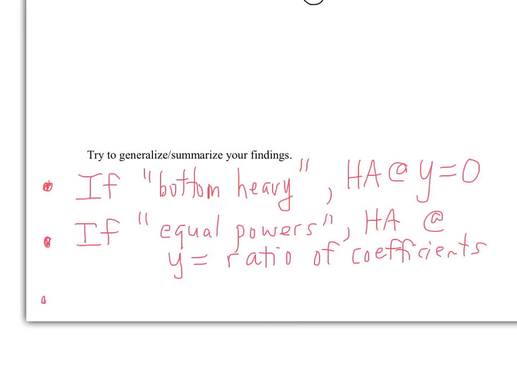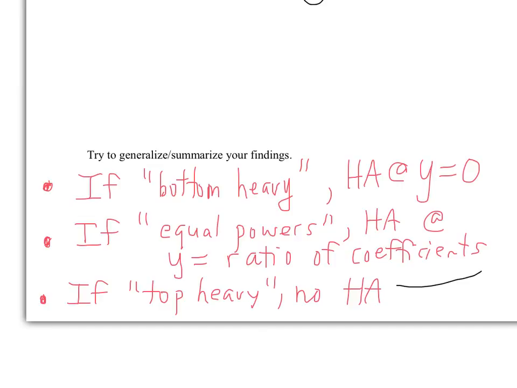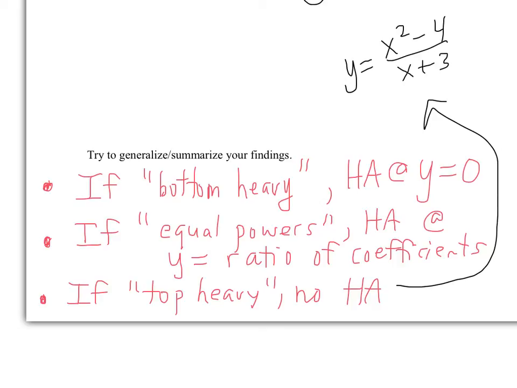Okay? Now, we didn't see an example like this, but if it were top heavy, then there's no HA. And by top heavy, I mean something like perhaps y equals x squared minus 4 all over maybe x plus 3. You can see that there's more weight up top here than there is in the bottom. So this actually, if you were to graph it, would not have a horizontal boundary line. Okay? So listen to this video again if you need to.